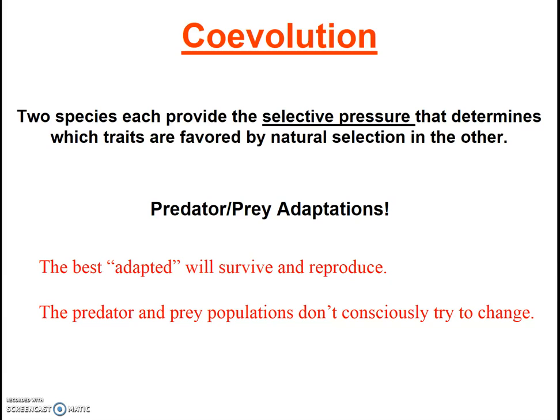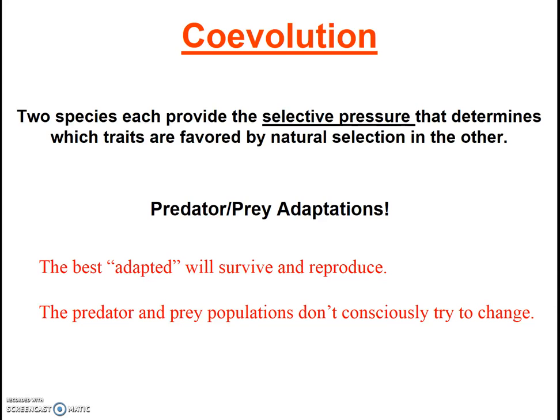Notably, the predator and prey populations don't consciously try to change. For example, a prey species doesn't try to develop toxins. Rather, a random mutation that produces a toxin makes one organism better able to resist predation. Thus, that organism survives and passes along the trait to its offspring.